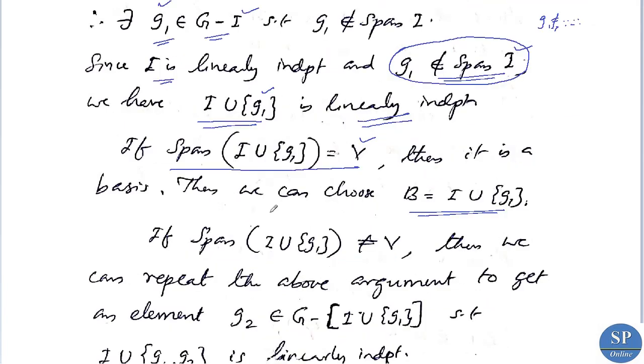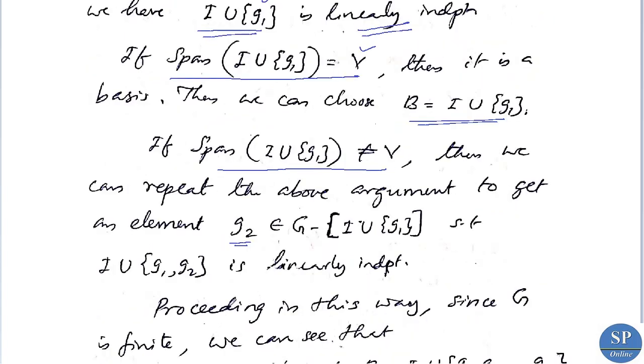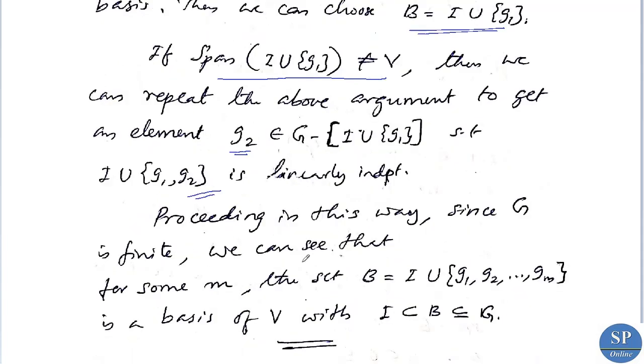Now if span of I union g1 is not equal to V, then we can repeat the above argument to obtain an element g2 which belongs to G and does not belong to I union g1, such that I union g1, g2 is linearly independent. Proceeding in this way, since G is finite, we can find some m such that the set B equal to I union g1, g2, etc., gm is a basis of V with I a subset of B, a subset of G. So this completes the proof.